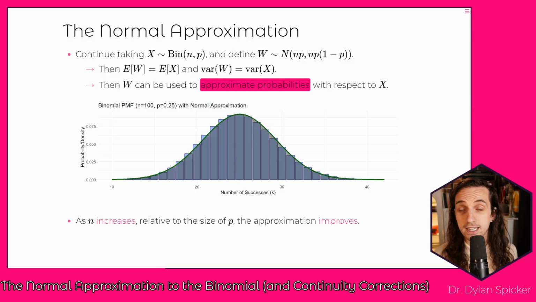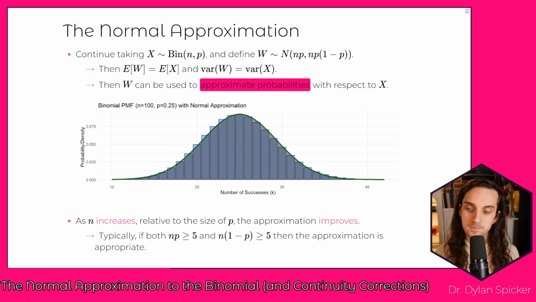If we increase n in size even more, and specifically increasing n relative to the size of p, then this approximation is actually going to improve. And so how big do we need n? Well, a rule of thumb that we can take is that if n times p is greater than or equal to 5, and n times 1 minus p is greater than or equal to 5, then this approximation is appropriate. Sometimes you're going to want to take these to be a higher value, so perhaps greater than or equal to 10. But taking greater than or equal to 5 is at least going to get us into the ballpark of being able to approximate these probabilities.